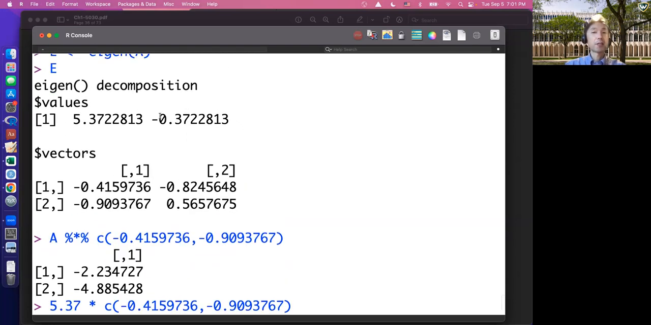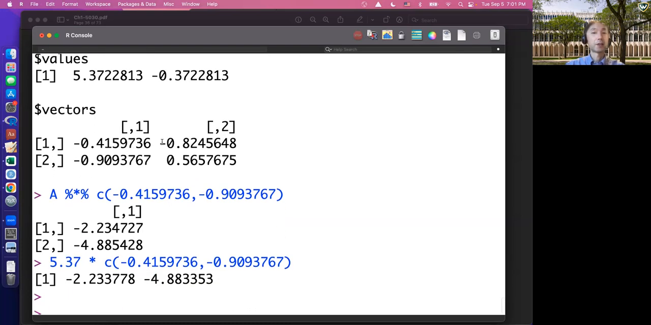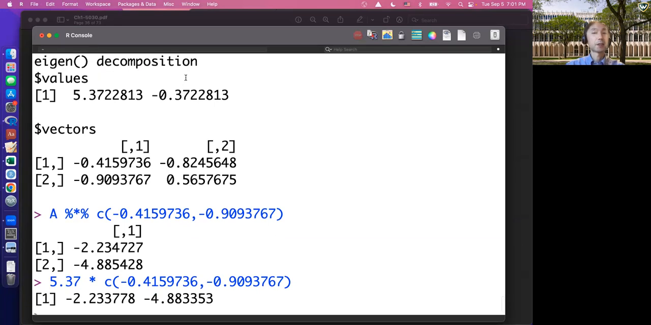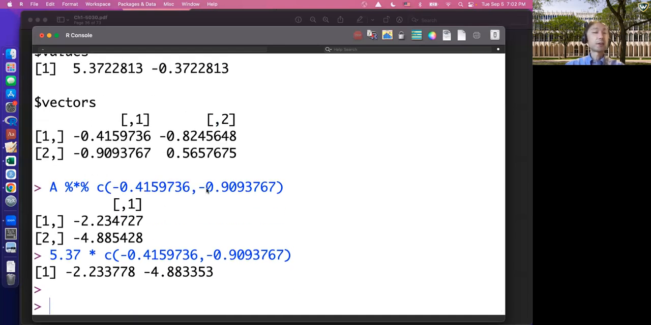And the same thing for the second one. If you multiply matrix A and this second vector, negative 0.82 and 0.56, then this vector becomes just negative 0.37 times larger than the original vector. So a vector whose direction does not change plays an important role in linear algebra and also in statistics. So these are important if you want to study more statistics later.